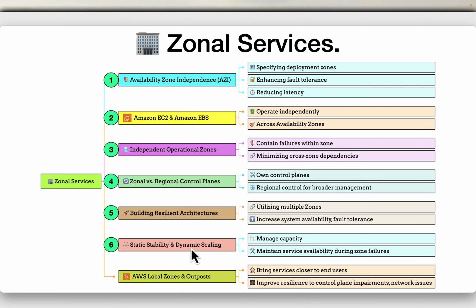Static stability and dynamic scaling. Strategies to manage capacity and maintain service availability during zone failures. So this feature comes with zonal services. AWS Local Zones and Outposts. So bring AWS services closer to end users, improving resilience to control plane impairments and network connectivity issues. So zonal services bring services using a feature called AWS Local Zones and Outposts, which is a way to have low latency with your customers' on-premises data centers.